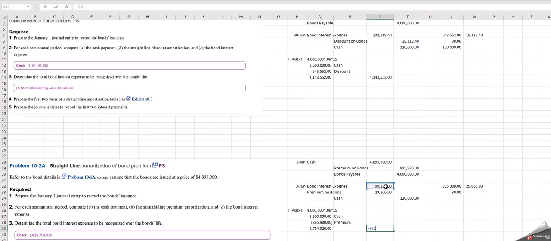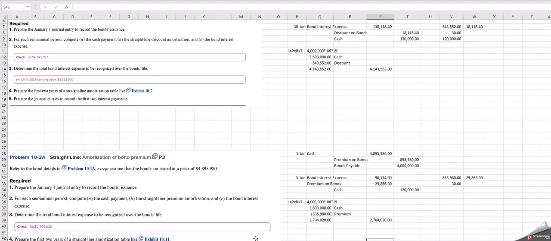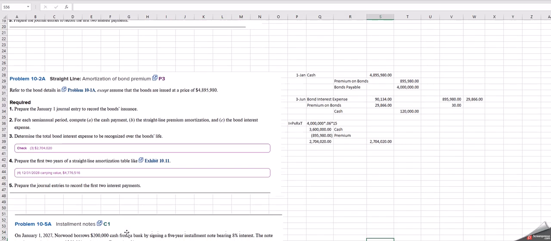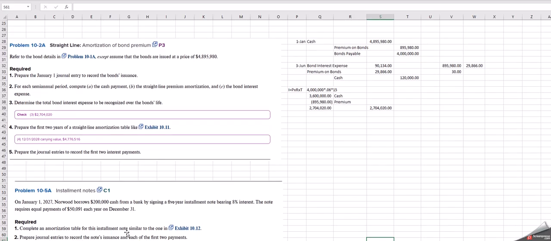And again, if I come over to double check it and I take the $90,134 that I charged to bond interest expense and I multiply that by 30, I get that same answer. So that I know I've double checked it. And again, what I put in here would be the journal entry that they would do every semi-annual period for the life of the bonds. Okay. Again, I'll skip the table.